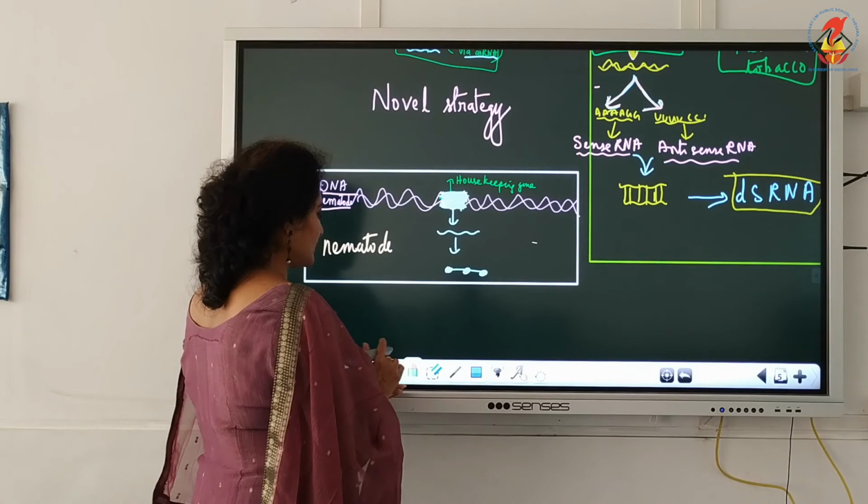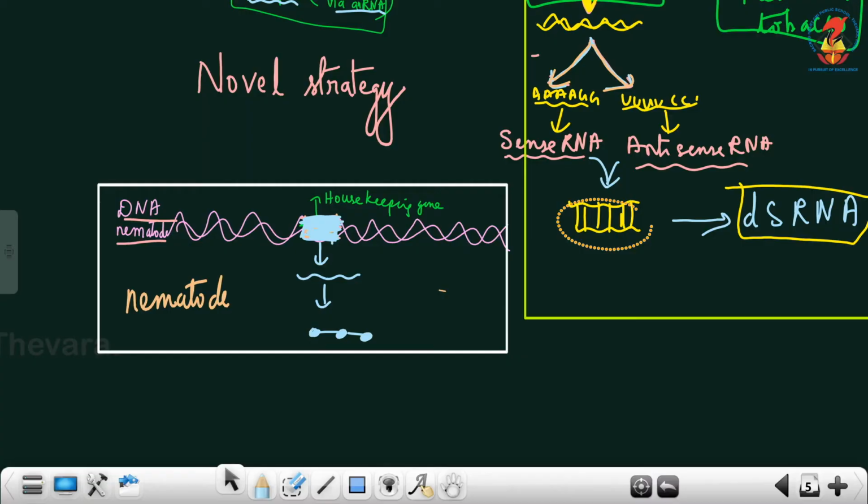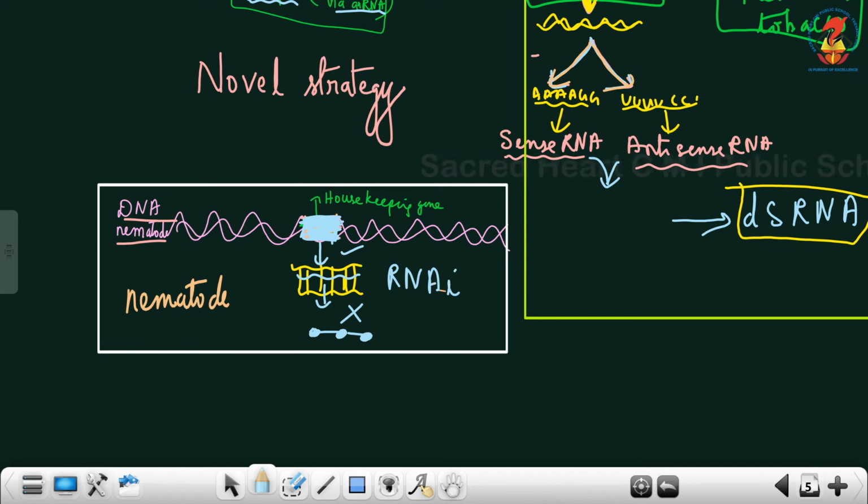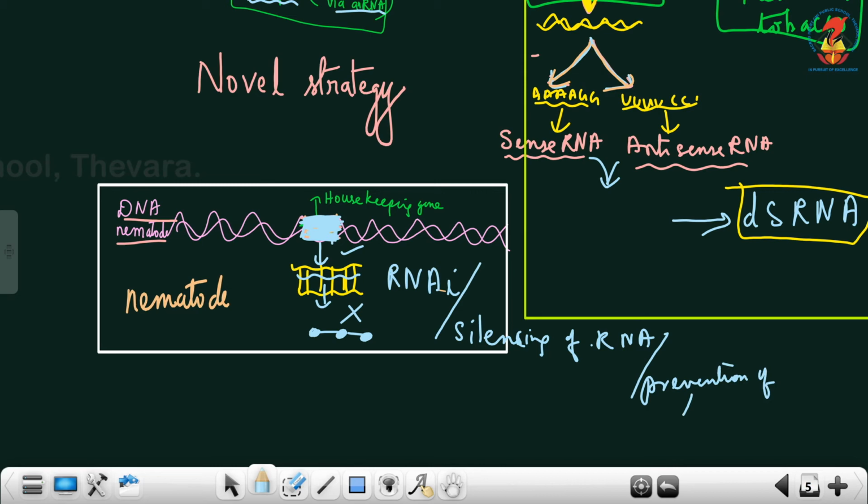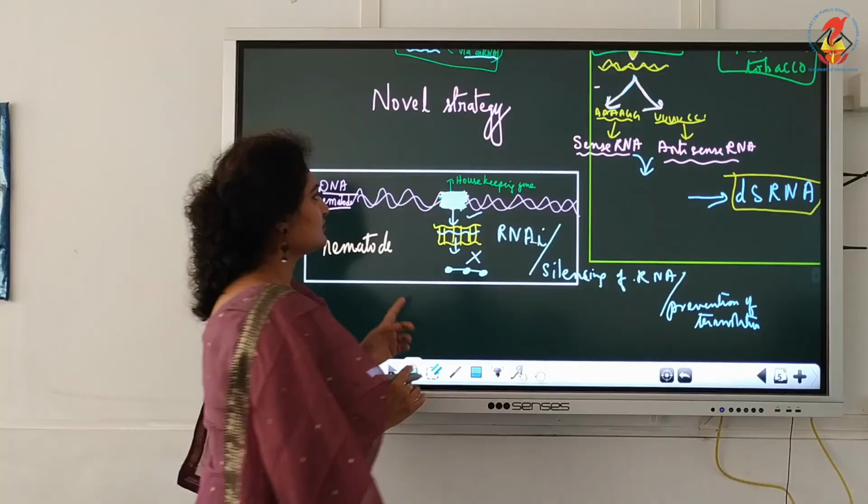But the novel strategy adopted here is this dsRNA, which I've indicated now like a ladder. It comes and binds not at the gene level, it comes and binds at the mRNA. And what happens as a result, we can say transcription is allowed but translation is blocked. So this is known as RNA interference, or it is also known as silencing of RNA, or prevention of translation of the nematode gene. Clear?